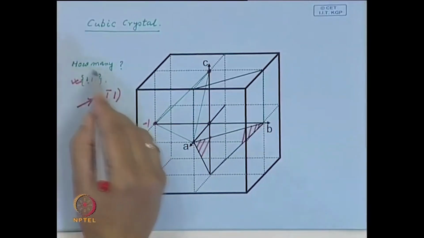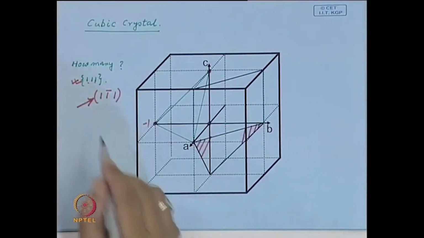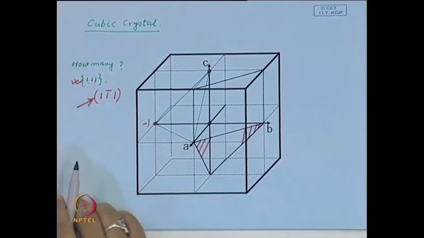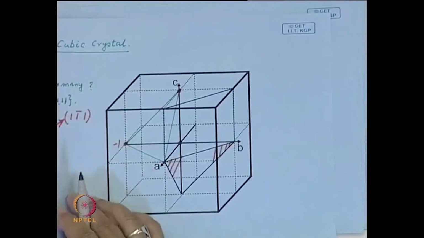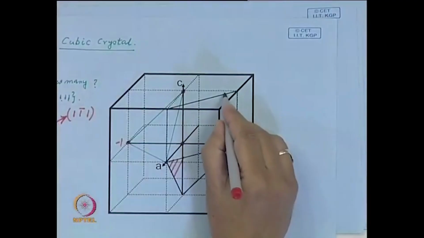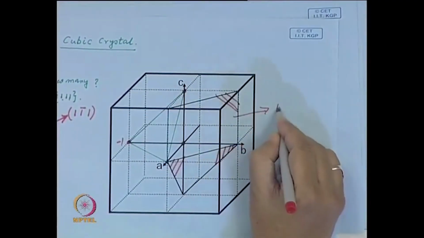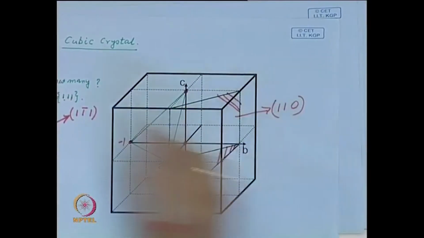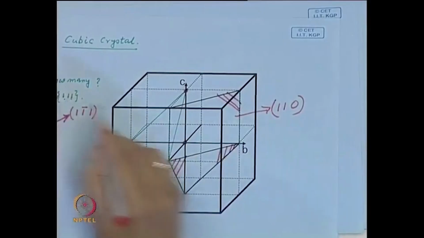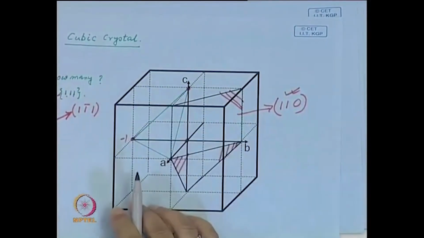Try and find out how many 1, 1, 1 planes are there. And you try and find out indices of this plane. In this case, this is 1, 1, 0, and try and find out how many such planes are there in a cube.